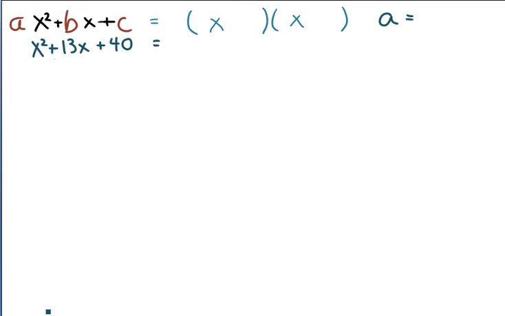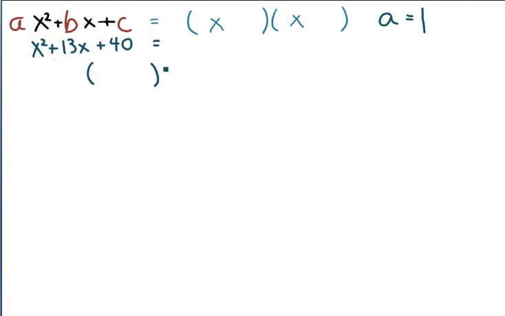We are going to continue our learning about factoring quadratics by looking at the situation where the constant term a has the value of 1. The example x squared plus 13x plus 40 satisfies that situation, so we do recognize that it might factor as a binomial times a binomial.